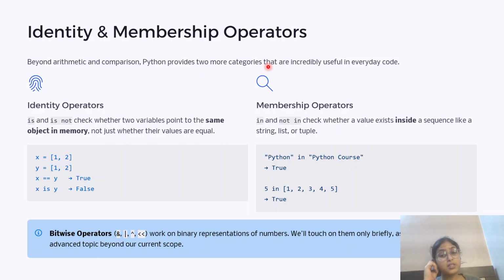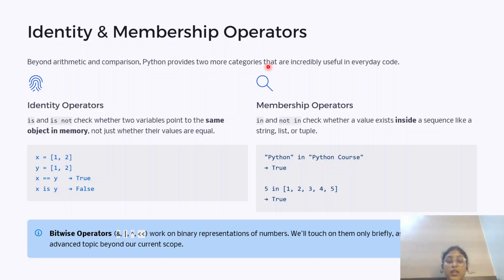Similarly, in the given list, 5 is already in the list 1, 2, 3, 4, 5, so it's printing true. If I print 5 not in 1, 2, 3, 4, 5, it will give false. So remember, searching contacts, searching emails, checking whether a username already exists or a product already exists, searching books, searching movies, membership operators are used everywhere.